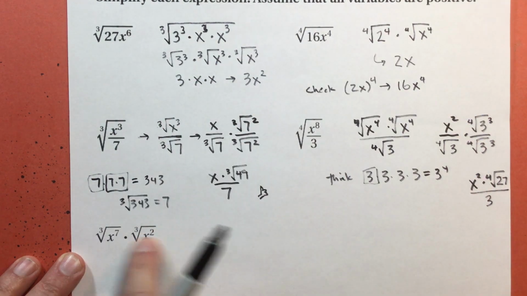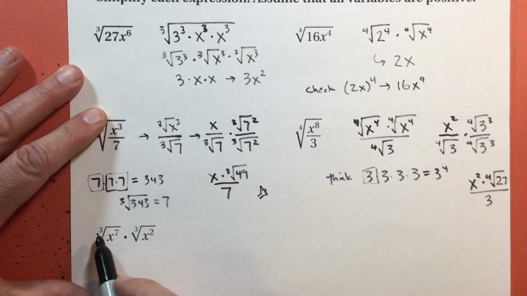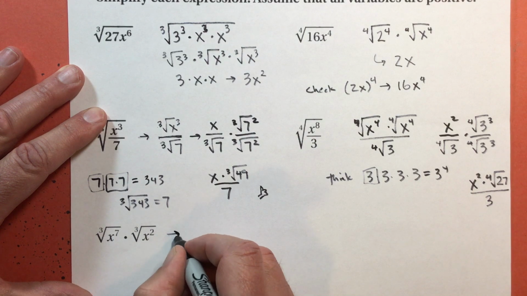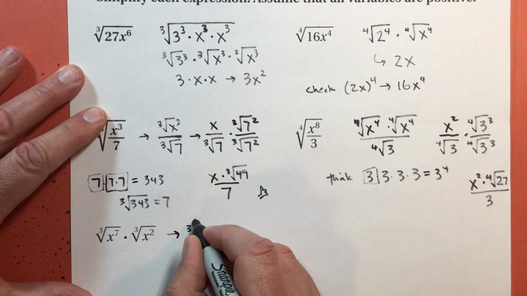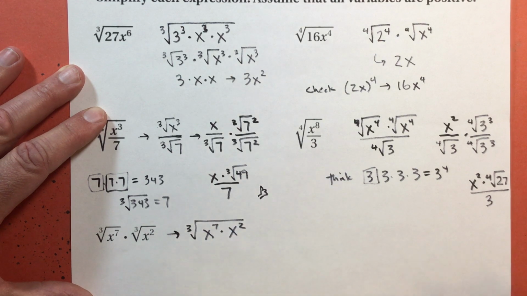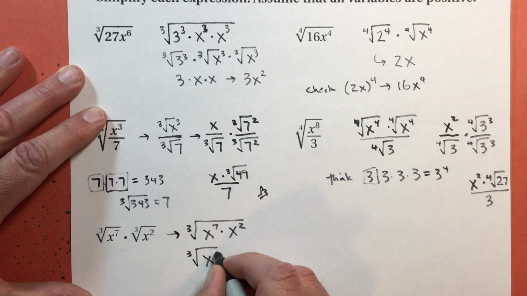All right, we got one more here. Unlike the other ones, this is going to be multiplying. So what am I going to do? Well, I noticed that I've got cube root here and cube root here. I'm going to use my property and do the cube root of x to the 7th power times x to the 2nd power. That's the cube root of x to the 9th power.